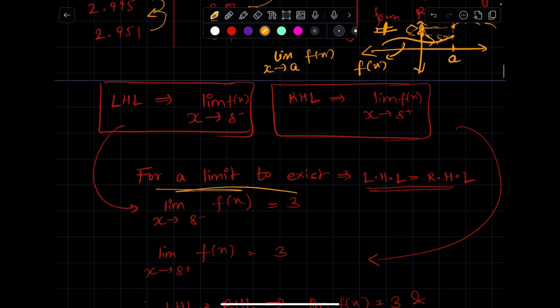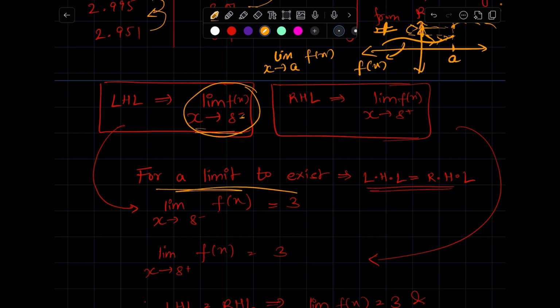So when you approach from the left-hand side, the notation is limit of f of x as x tends to 8. In this case, since there's a minus, you say 8 minus, and limit f of x as x tends to 8 plus. Or you can also call it, 8 minus is the left hand side limit and 8 plus is the right hand side limit.